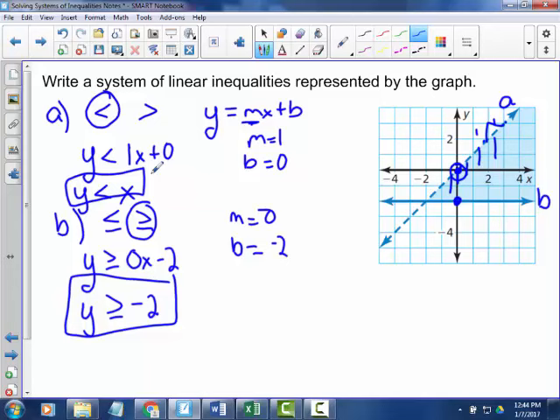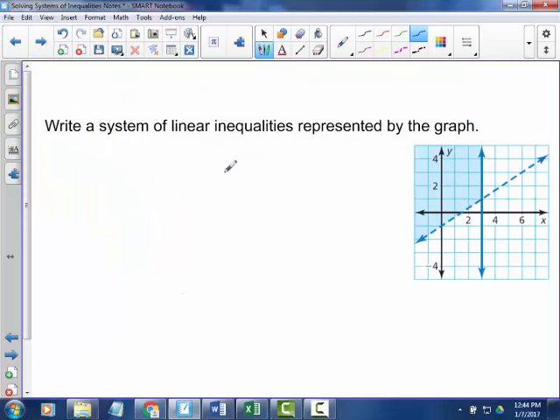Those are my two inequalities for this system. Write a system of linear inequalities represented by the graph. Okay, so same idea. I'm going to call this one A and this one B. This is a vertical line, so I remember those are my special cases where there is no y, it's simply x equals the number where it's going through the x-axis, so that's right here at 3, so x equals 3, but I don't want to use the equal sign because I want an inequality.